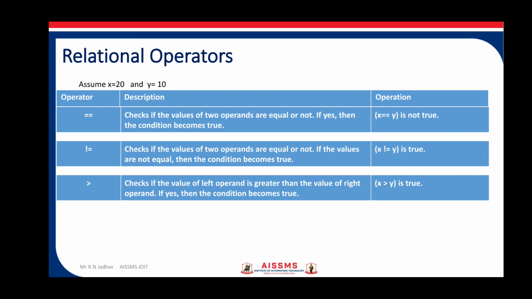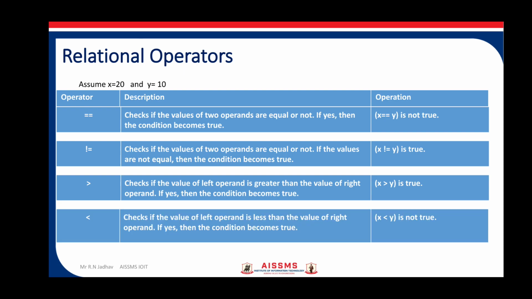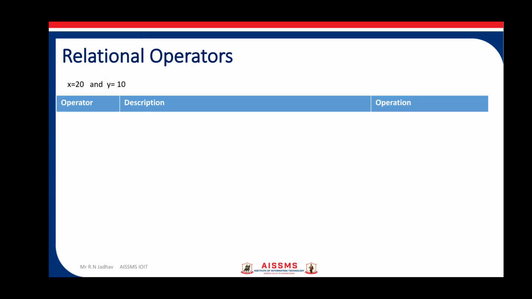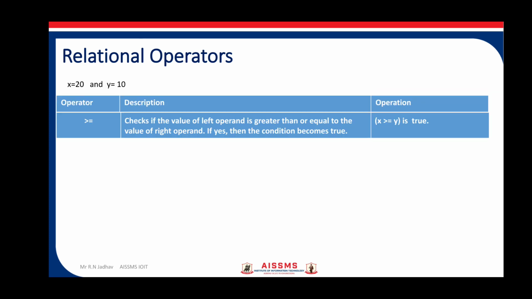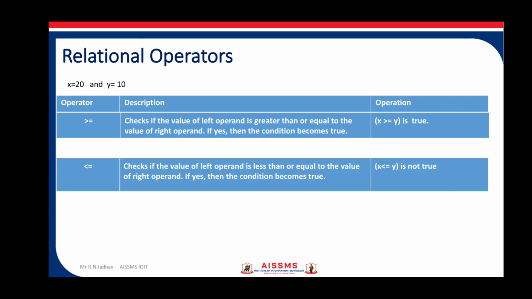Greater than, to check if one operand is greater than another operand or not. Similarly, less than. Then we also have greater than or equal to. It will check if the value of the left operand is greater than or equal to the value of the right operand. If yes, then the condition becomes true. Similarly, less than or equal to.